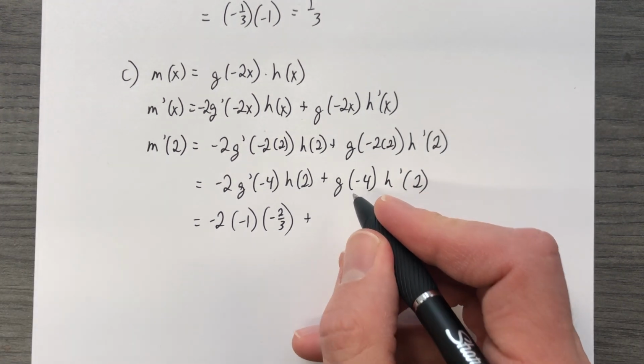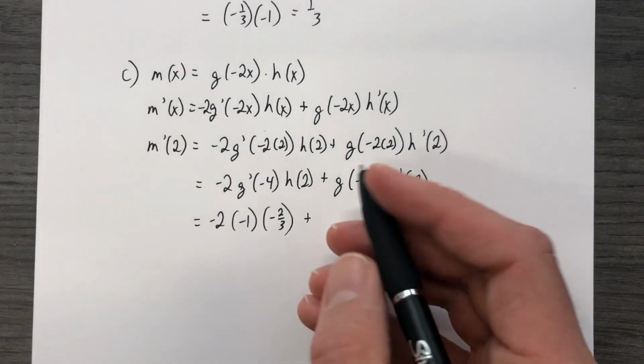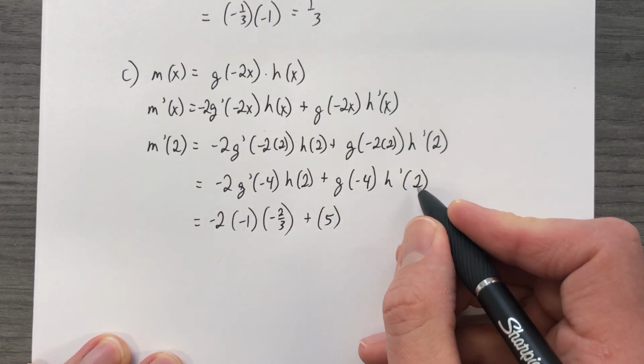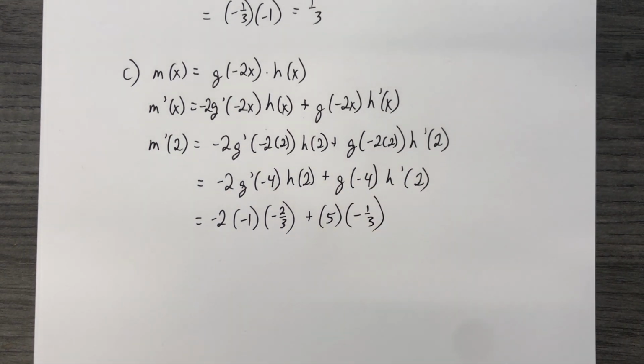Plus g of negative 4. Again, that's going to come from here. And h prime of 2, which we know to be negative 1/3. That's the slope. And then we will proceed with this.